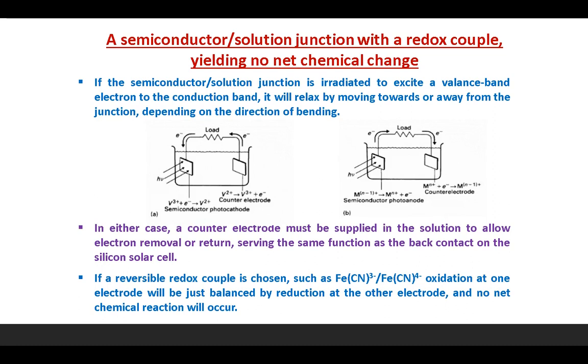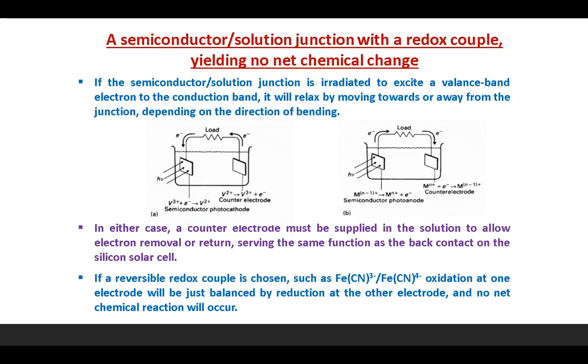A semiconductor solution junction, with a redox couple, yielding no net chemical change. If the semiconductor solution junction is irradiated to excite a valence band electron to the conduction band, it will relax by moving towards or away from the junction, depending on the direction of bending. In case 1, as shown in figure A, if the excited electron relaxes down into the redox couple in solution, the couple is then reduced, and the junction behaves as a photocathode.